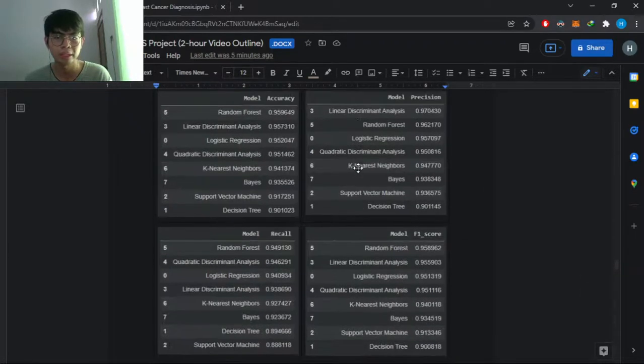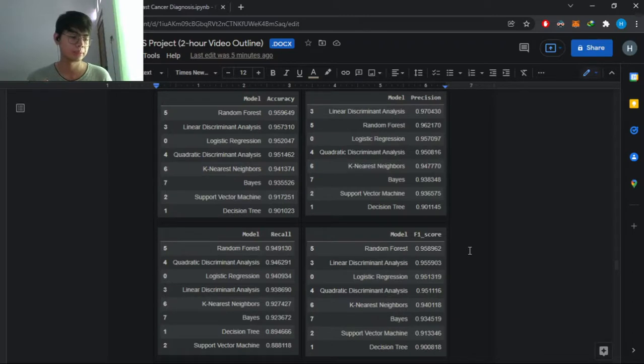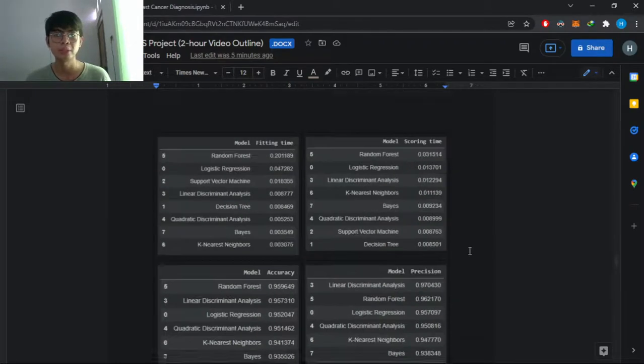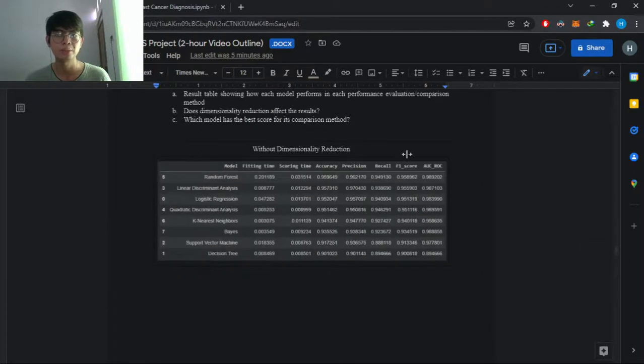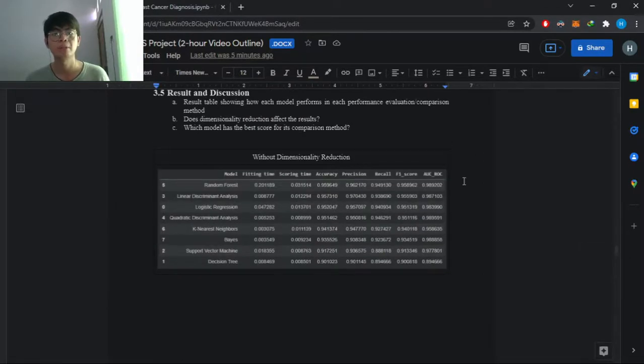In four methods, right? Accuracy, precision, recall, and F1 score. So those four are actually worth considering, I suppose. Yeah, because they're among the highest performing, the best performing algorithms, right? Although one thing to take note of is that this is actually without dimensionality reduction, and we shall see now how dimensionality reduction affects the results.